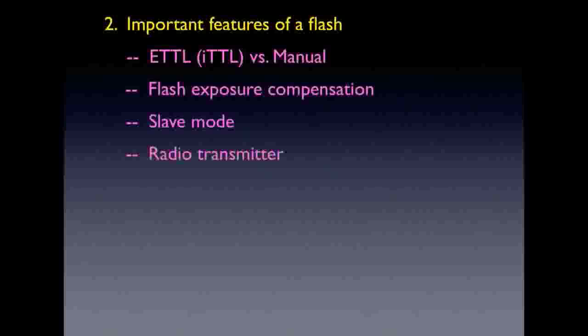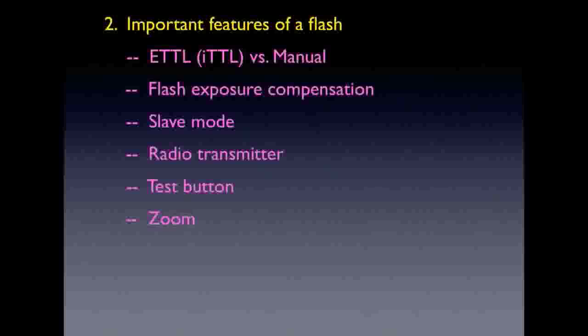Slave mode allows you to take the flash off the camera and trigger it wirelessly from some device. Radio transmitter, I'll talk later about the difference between a radio signal and an infrared signal in terms of triggering flash, but some flash units now have built-in radio transmitters like the new Canon 600 EX, and so it can be triggered wirelessly without any other attachment. The test button. This is important because you can fire the flash with just the push of a button, and sometimes, as I'll show you later, this comes in very handy.